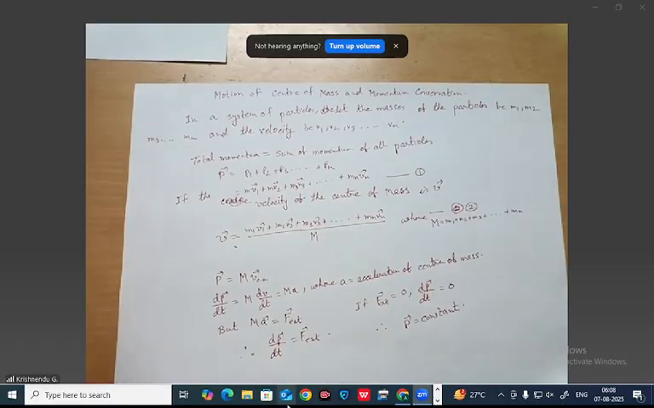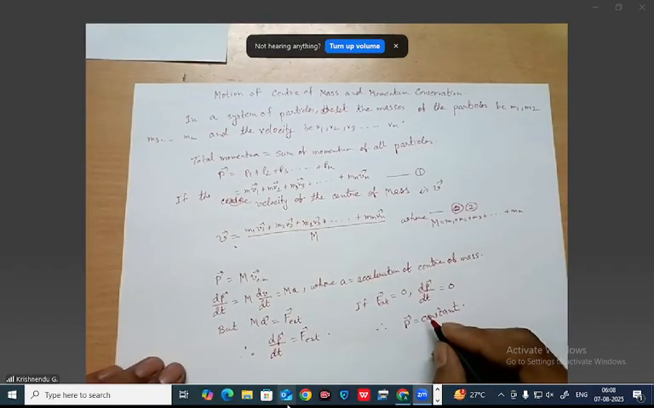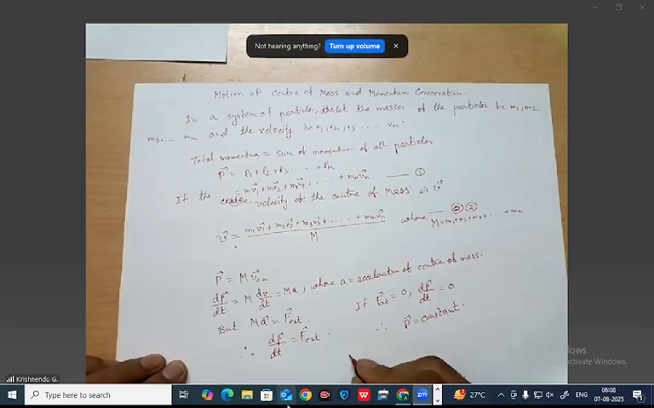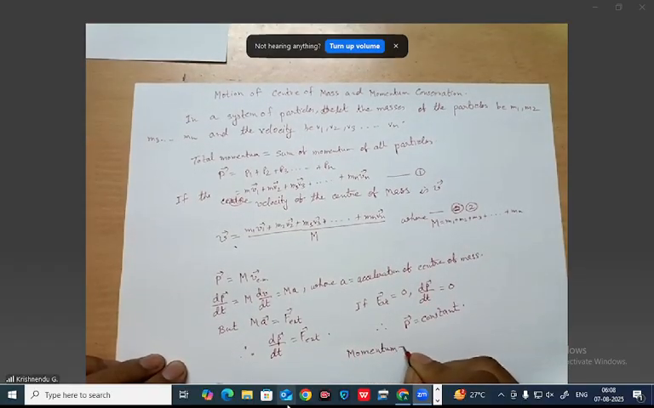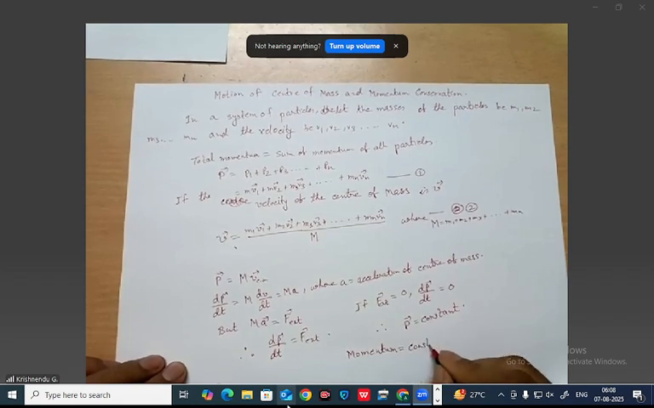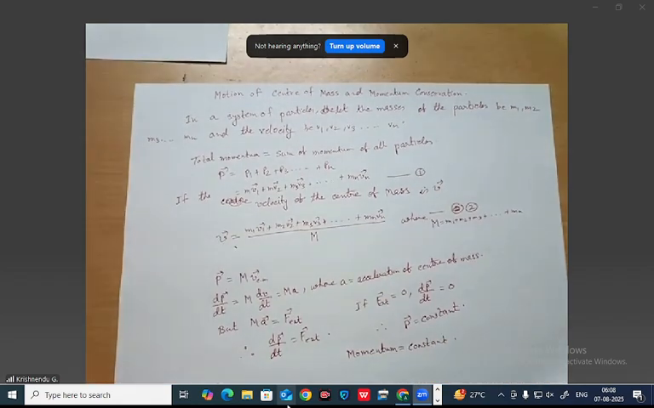And here we find that momentum is conserved. P is constant, and P is momentum. Momentum is equal to constant. That means it is the conservation of momentum for a system of particles, or motion of center of mass and momentum conservation. In this way, we can prove motion of center of mass and momentum conservation.